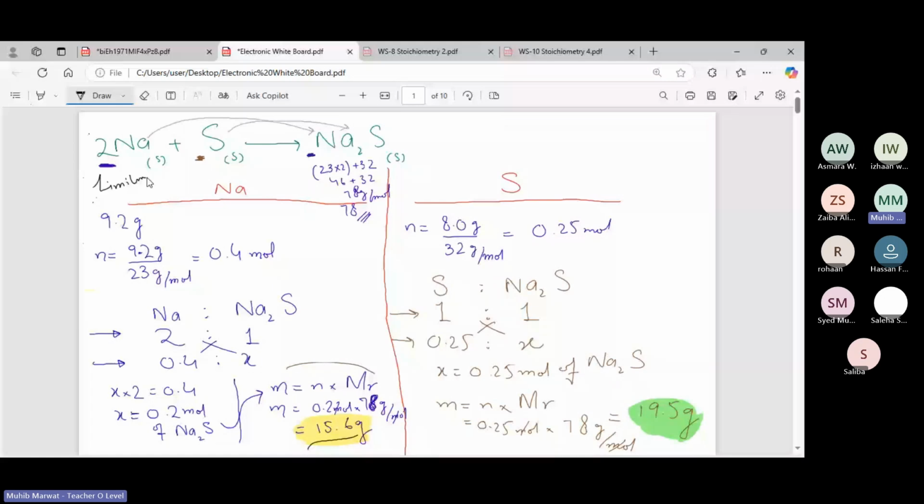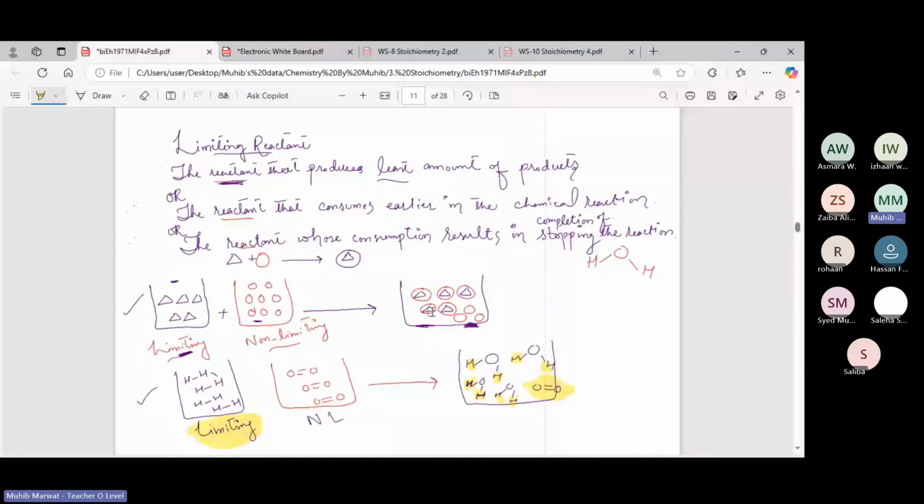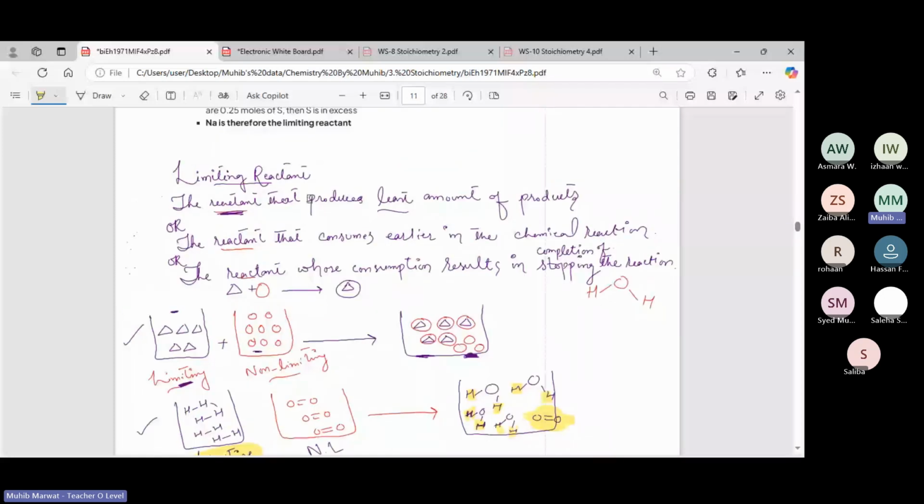Is it clear, dear students? Yes. Excellent, excellent. Now again, the reactant that produces the least amount of product, right? That is called the limiting reactant. Okay, we are heading towards our examples.